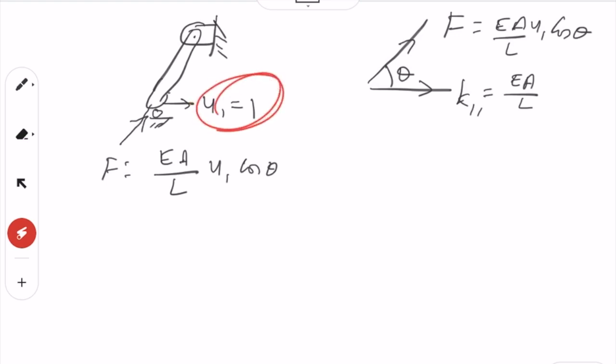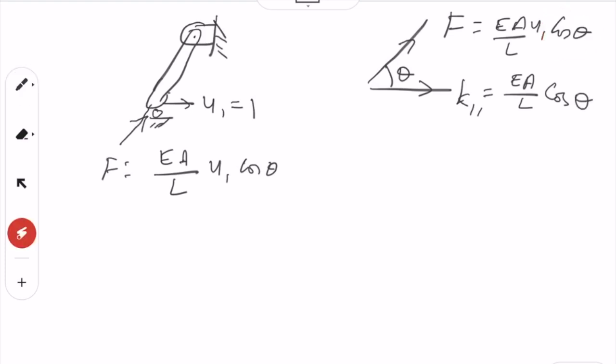So I will not write u1, I will just write 1 only. Okay, so we have EA over L, L u1 equal to 1. So I am not writing it, I will just write cos theta. So we get EA over L cos theta. Cos theta is here, so we write cos theta.